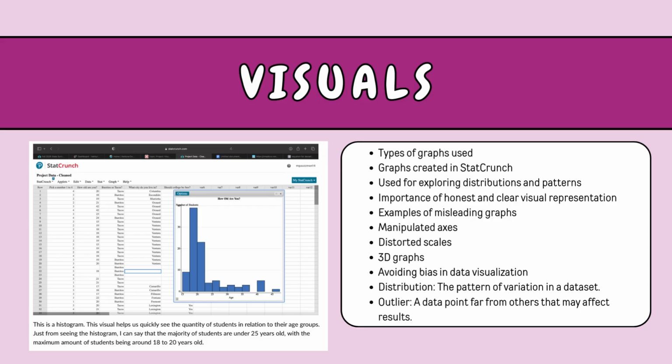You can see, is this accurate data? Is it accurately being presented? And so it's overall important in your real life day to day too.